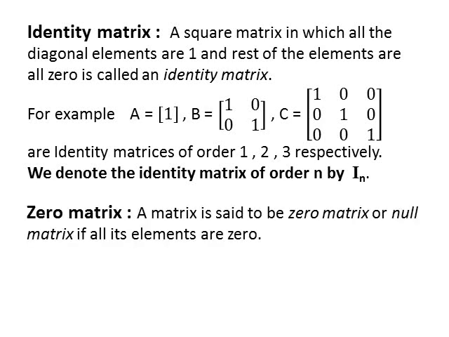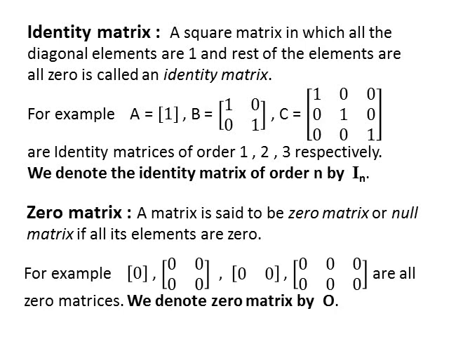Next is zero matrix. A matrix is said to be zero matrix or null matrix if all its elements are 0. These are examples of null matrices. We denote the null matrix by O.